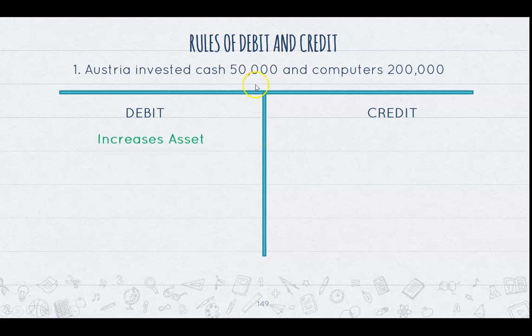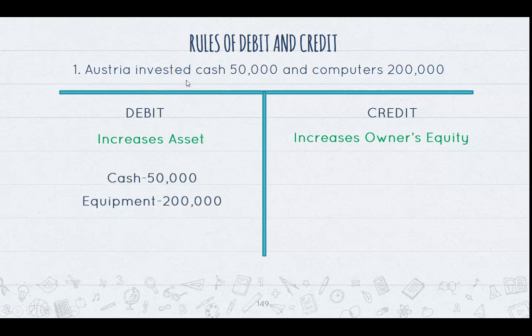Okay, nag-increase yung asset. Bakit? Kasi nag-increase yung ating cash ng 50,000 and nagkaroon tayo ng computer na 200,000. Kaya nag-increase yung asset natin dahil yung cash and computer ay asset. Increases in owner's equity. Bakit? Dahil nag-invest. Okay, nag-invest or invested ng capital.